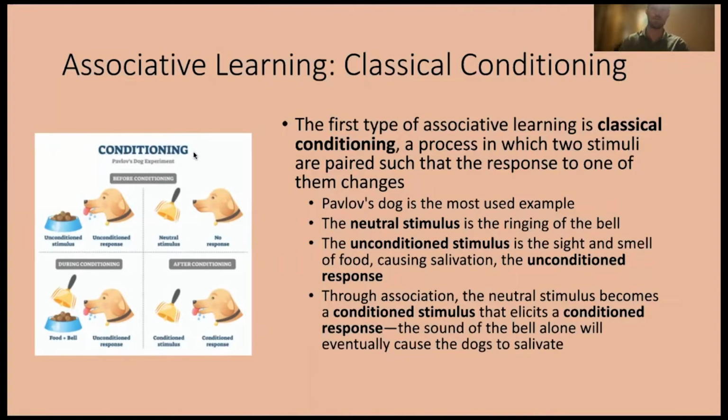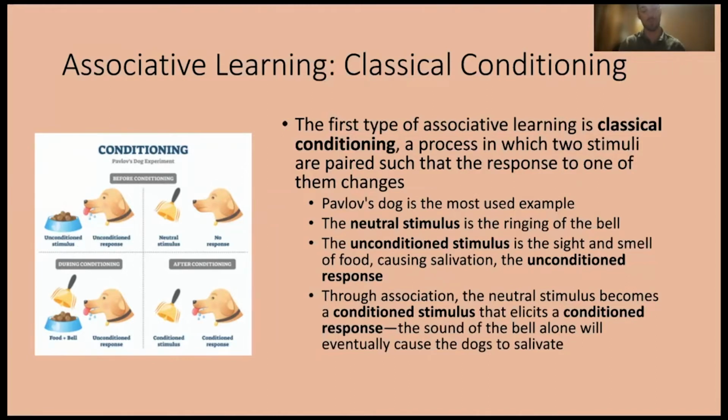The first type of associative learning is classical conditioning, and that's a process in which two stimuli are paired such that the response to one of them changes. So if we look to the left, we have before conditioning. At the top left, this box right over here, we have an unconditioned stimulus, which is the food, and then the unconditioned response. The unconditioned response is what happens when the dog is exposed to the unconditioned stimulus. This is usually something instinctive or something inherent.